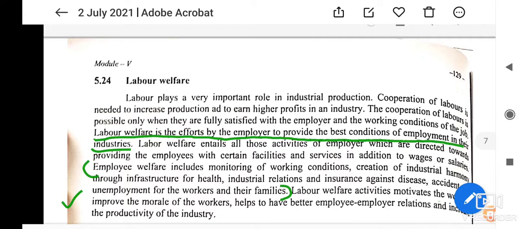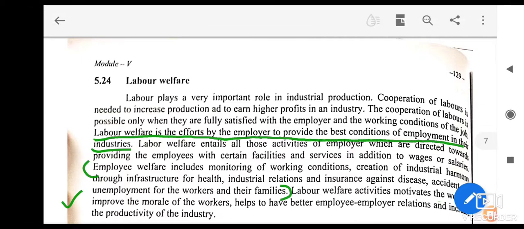Starting with labor welfare. Labor welfare is the efforts by the employer to provide the best conditions of employment in their industries. Labor welfare activities make laborers satisfied, which leads to cooperation of laborers, which in turn increases productivity of the industry. Some of the employee welfare activities include monitoring of working conditions, creation of industrial harmony, etc.